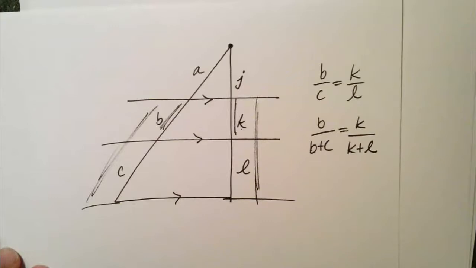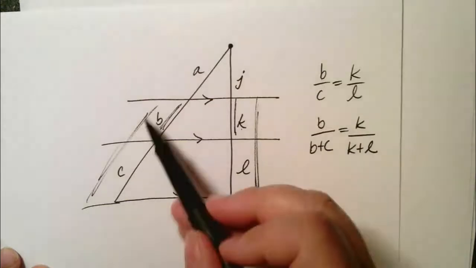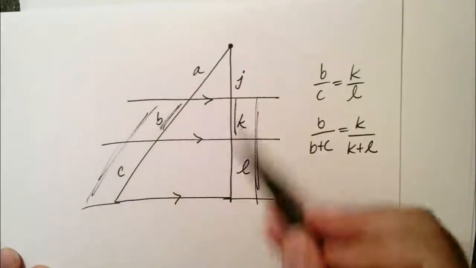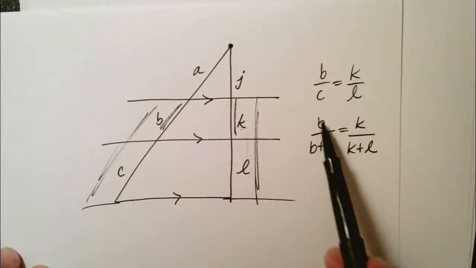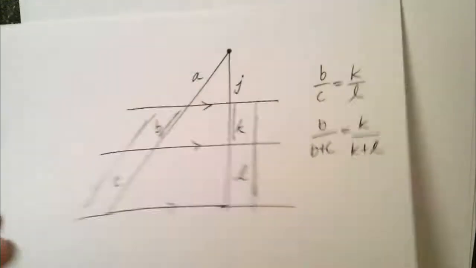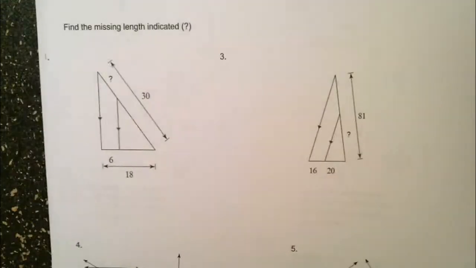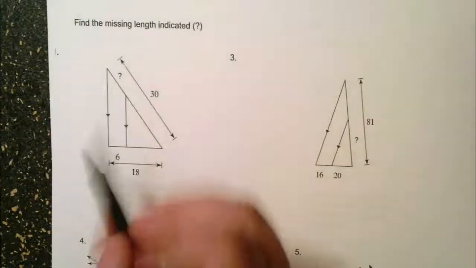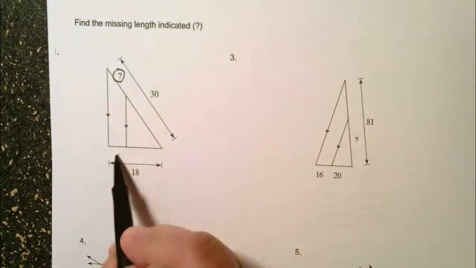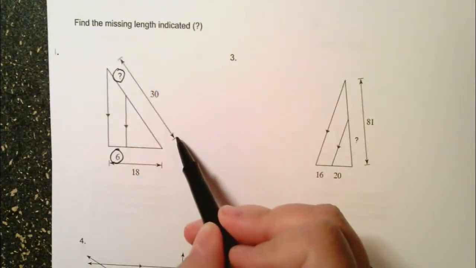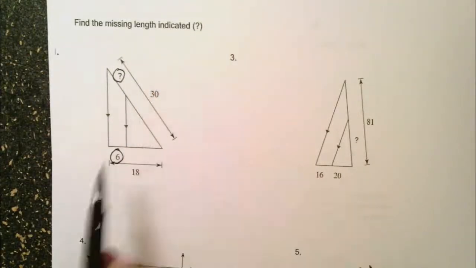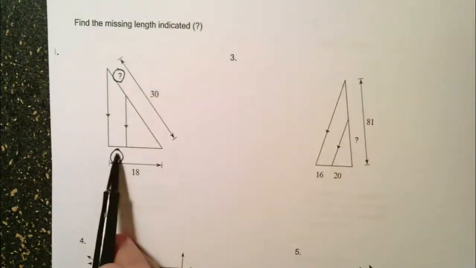So pretty much what I'm telling you here is that when you have parallel lines, it divides things up into proportional pieces, and that includes big pieces and small pieces, as long as you're comparing things that are alike, like two big pieces to each other and two small pieces to each other. All right, so for instance, in number 1, the question mark and the 6 I can compare to each other, and then I can compare the 30, which is this whole side, both pieces, to the 18, which is this whole side, both pieces.